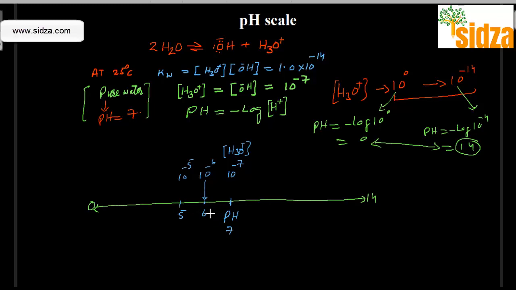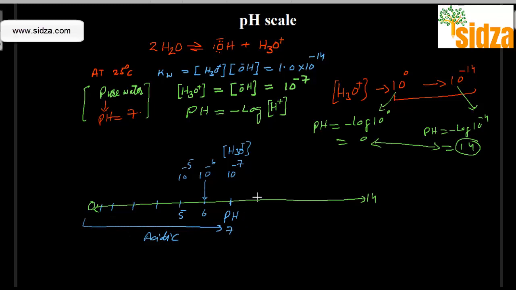So if you increase the H plus ion concentration, when the concentration of H plus ions increases, the pH will decrease, which means that a solution that has a concentration more than 10 to the power minus 7 will be treated as acidic, right? So this is an acidic solution. Similarly, we can have 4, 3, 2, 1 and 0, correct? So this is one end of the pH scale.